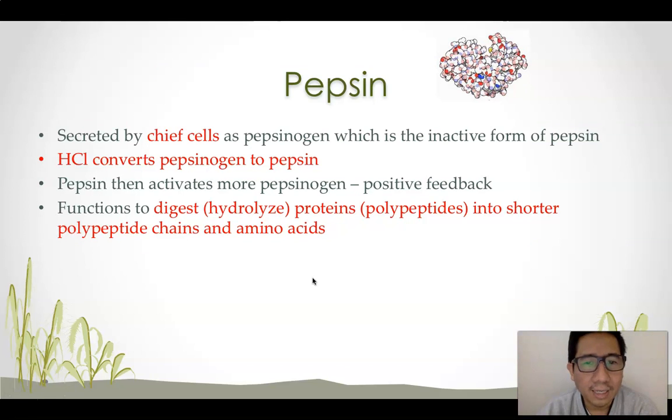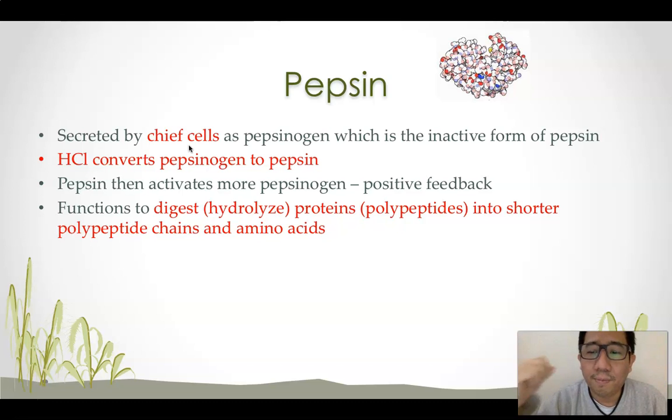Okay, so pepsin is secreted by chief cells. Remember, it's secreted by chief cells as pepsinogen. Pepsinogen is then converted into pepsin. HCl converts pepsinogen to pepsin. Okay, and what does pepsin do?